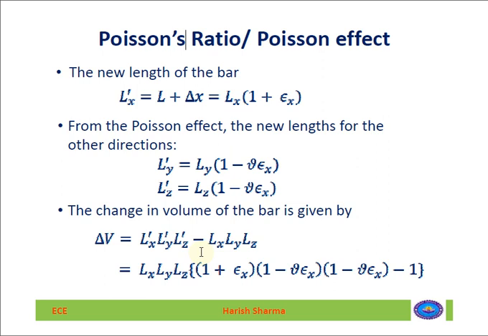The new length of the bar after stretching it we can take as Lx dash. What is Lx dash? The original length plus the increase in length. So Lx plus del x gives Lx dash. This is Lx into 1 plus del x by Lx, where del x is epsilon x times Lx. So we can write Lx dash equal to Lx into 1 plus epsilon x.